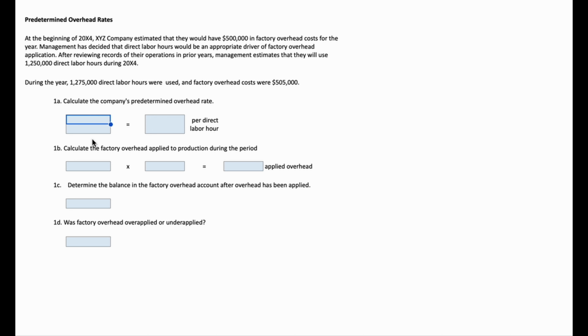So I'm going to take my estimated costs. In this case, we said that our estimated costs are 500,000. And I'm going to put that over my estimated driver, which was 1,250,000. That's coming directly out of the problem. We're going to take those two, divide them. We end up with 40 cents per direct labor hour.